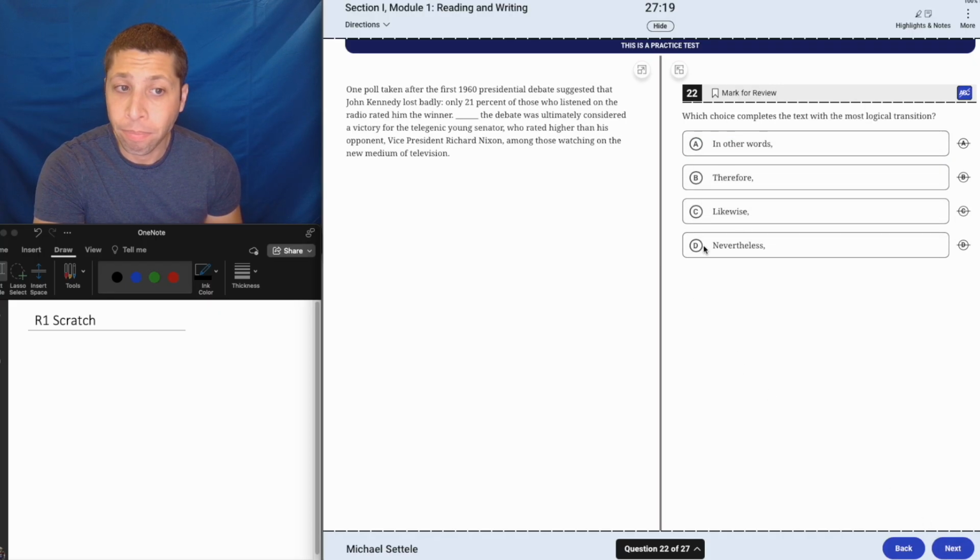Okay, in other words, again, this is almost always wrong, by the way. But let's see. One poll taken after the first 1960 presidential debate suggested that John Kennedy lost badly. Only 21% of those who listened on the radio rated him the winner. The debate was ultimately considered a victory for the telegenic young senator, who rated higher than his opponent, Vice President Richard Nixon, among those watching on the new medium of television.